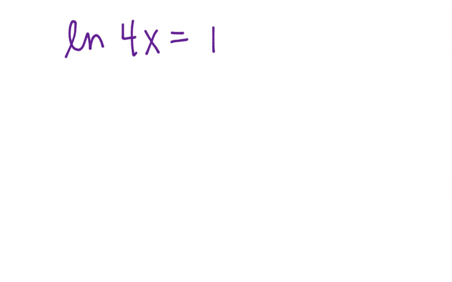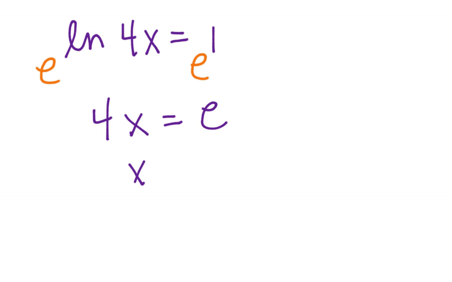Natural log of 4x is equal to 1. So I'm going to what's called exponentiate each side. And exponentiate meaning make the equation that you see now an exponent. I'm going to use base e because e and the ln are inverses of each other. So what happens when I exponentiate each side? Now I have 4x is equal to e. And I want to solve for x. x equals e divided by 4.